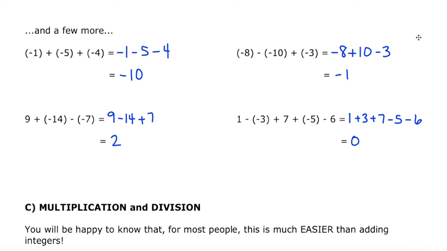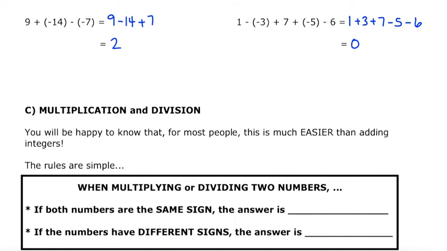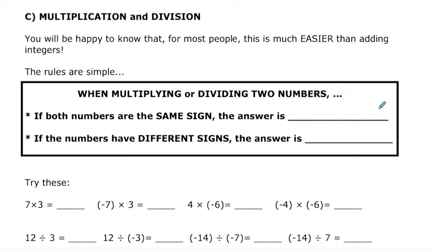So once we've done some more of those more complicated addition and subtraction questions, it's time to move on to multiplication and division. Some people find that multiplying and dividing with positive and negative integers is much easier than adding integers, and the rules are very similar when we are multiplying or dividing. If both of the numbers have the same sign, so if they're both negative or they're both positive, the answer will be a positive value.